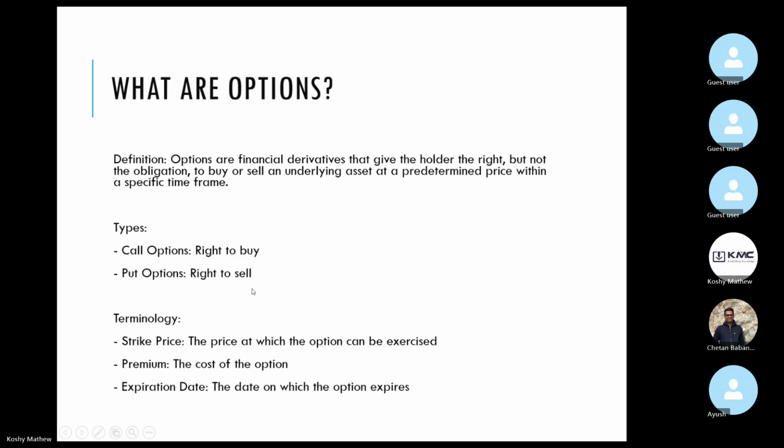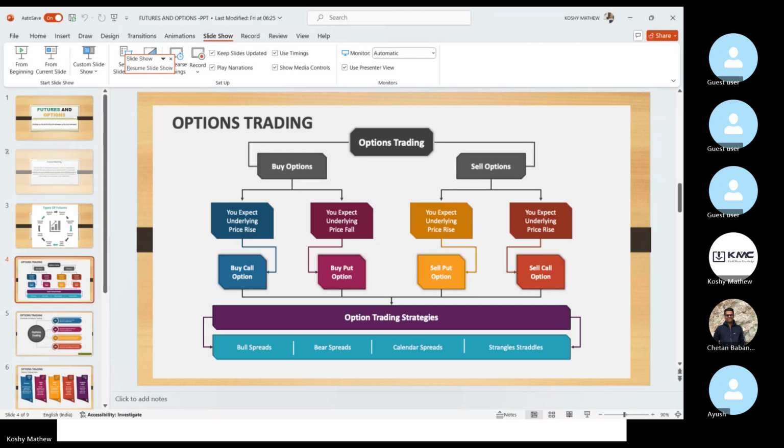There's no obligation. This terminology you should understand. What is a strike price? The price at which the option can be exercised. Whatever price you're buying, let me take you to see this.